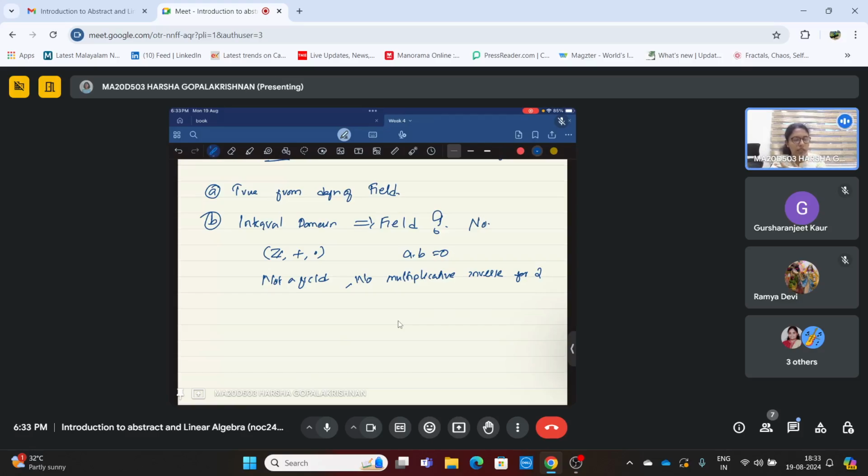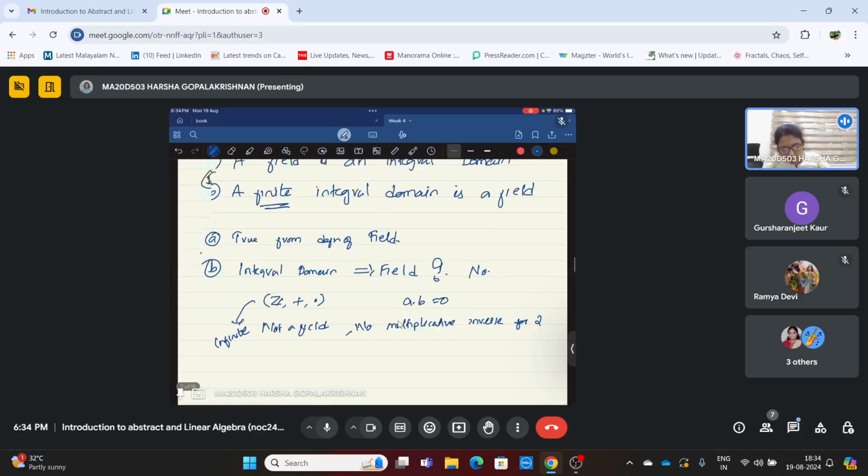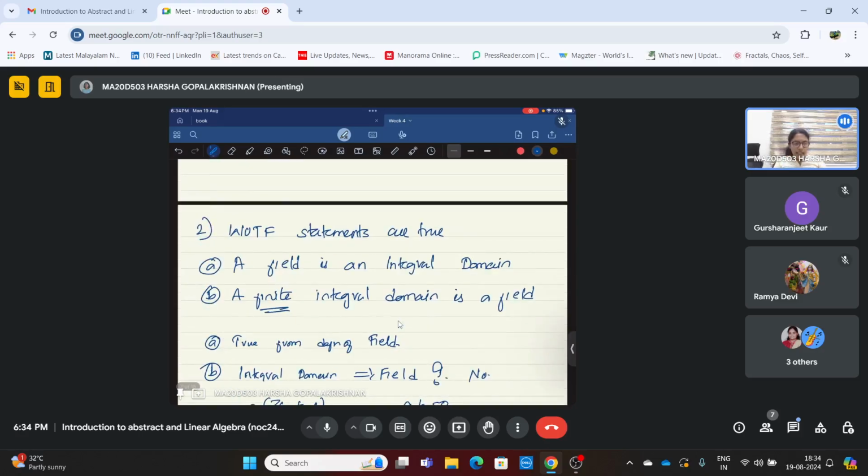Minus 2, minus 3, like that, it does not have a multiplicative inverse. So we can say it is not a field, but it is an integral domain. It does not satisfy the condition of multiplicative inverse, all other things are satisfied. Now we know Z is an infinite set, right? In our question, it is a finite integral domain. So in the infinite case, it need not be true. In the finite case, the question is whether a finite integral domain is a field or not.